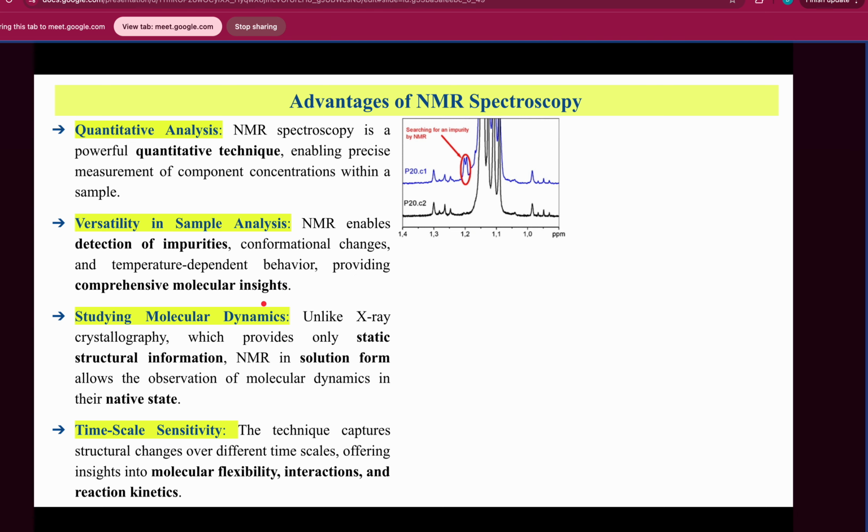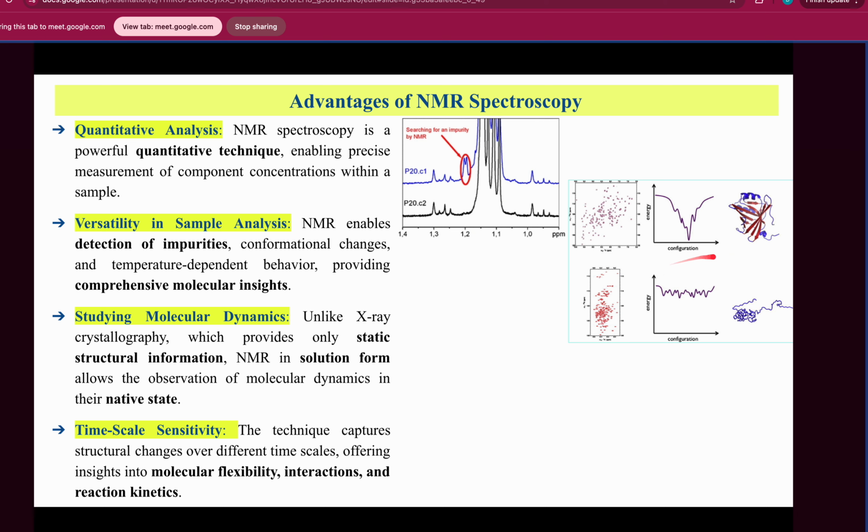Next is studying molecular dynamic behavior. In X-ray crystallography, we crystallize a protein, due to which the protein does not have much flexibility. It cannot move freely as it moves inside the body. In case of NMR, as we perform the analysis in solution, we can study the dynamic states of a protein. It can adopt multiple conformations. So this is also one of the advantages.